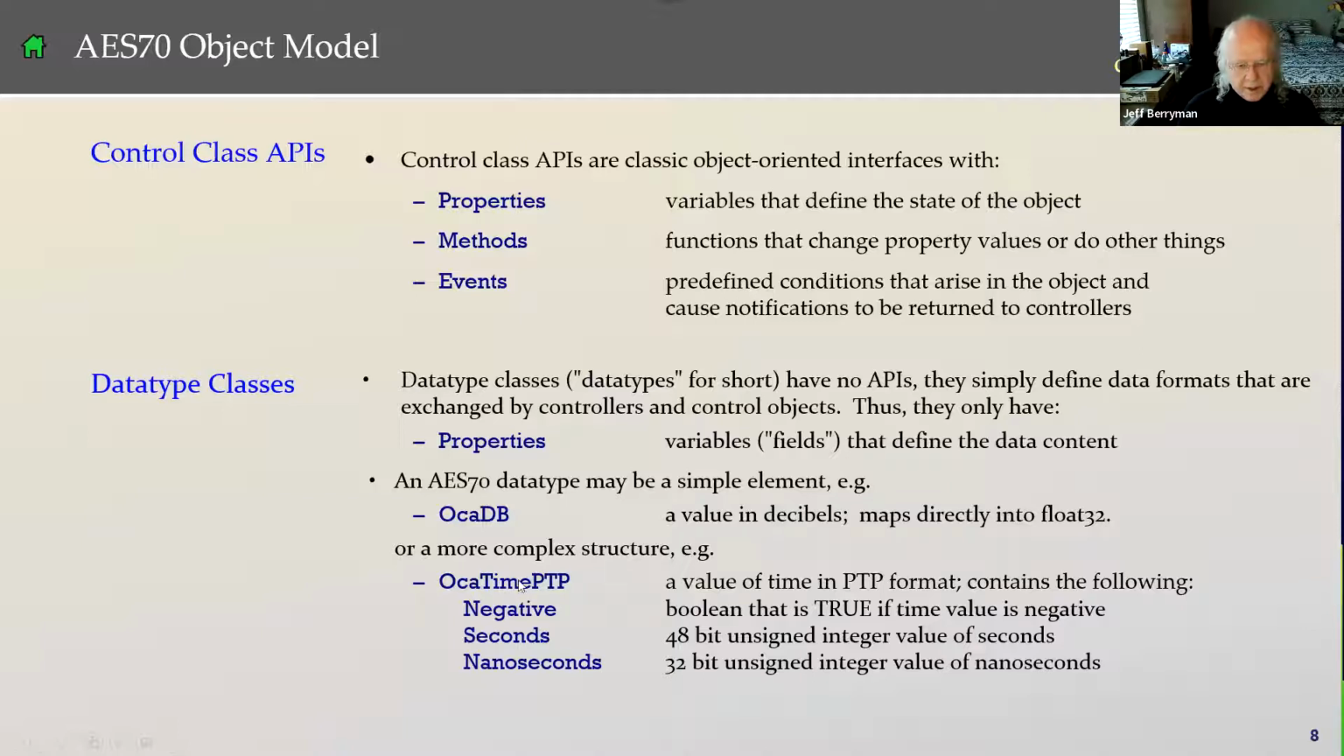And here's how we represent time in a way that's compatible with IEEE 1588. So this particular data type, which is called OCA time PTP, has three elements to it. It has a little flag saying whether it's positive or negative. It has a value of seconds and a value of nanoseconds. That's just an example of a structure data type. So these won't come up a lot for us today, but you'll see them. They're scattered all over the AES70-2 definition.